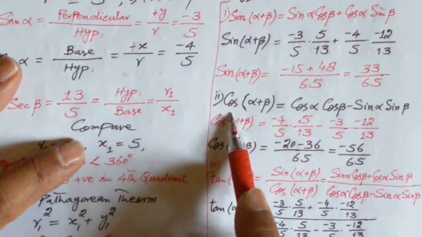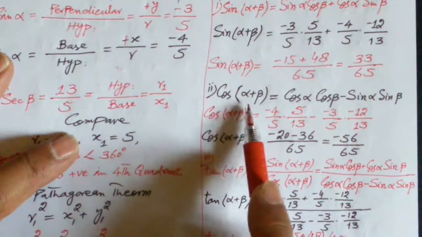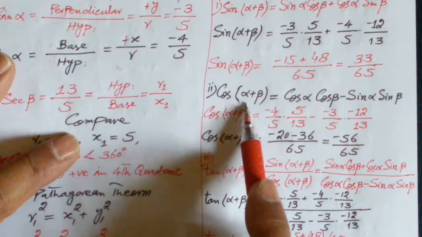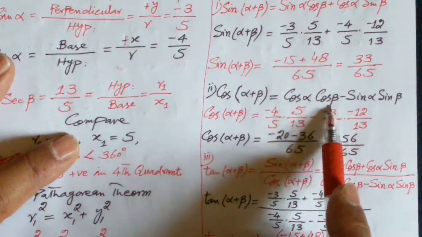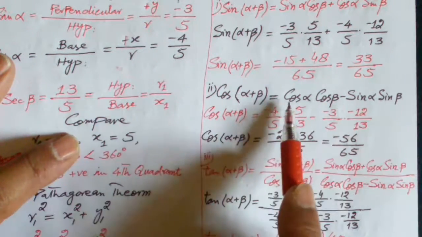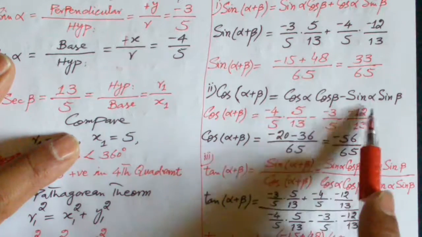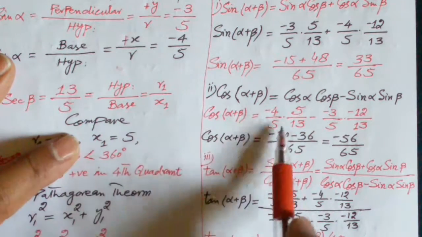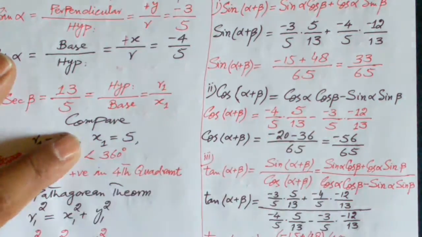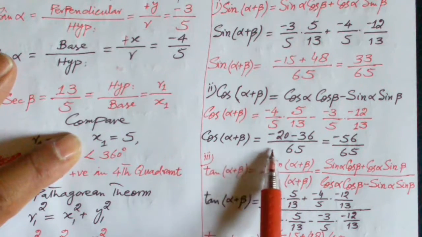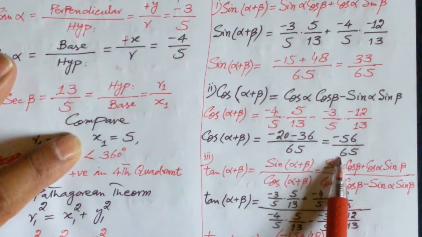To calculate the second part of this question, which is cos alpha plus beta, expand cos alpha plus beta, which is equal to cos alpha cos beta minus sin alpha sin beta. Substitute the values of cos alpha, cos beta, sin alpha, sin beta from the given data. From the calculated and given data, we have cos alpha plus beta is equal to minus 56 divided by 65.